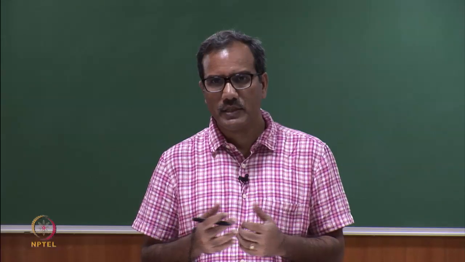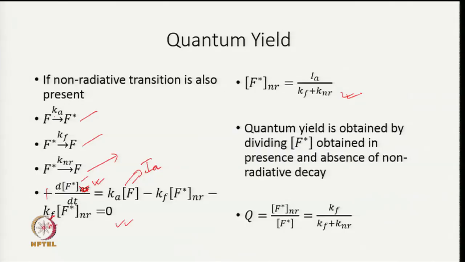If you remember, quantum yield is the amount of photons emitted divided by the total amount of photons absorbed. So, basically Q is F star in the presence of the non-radiative process divided by F star, and what you will get is K f divided by K f plus K nr, and that will give you the quantum yield.